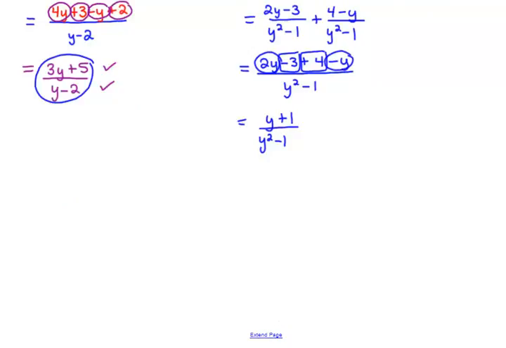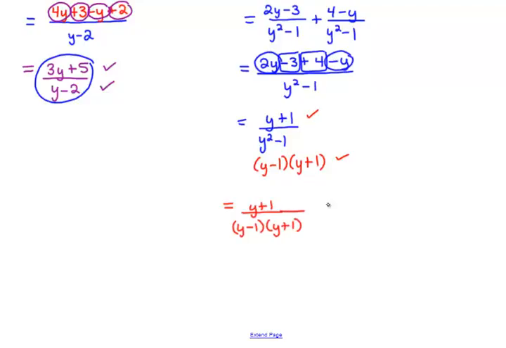Can I factor? I cannot factor the top, but I can factor the bottom, and that becomes y minus 1 times y plus 1, because that's the difference of perfect squares. So let's rewrite our fraction one more time. Y plus 1 over y minus 1 times y plus 1.